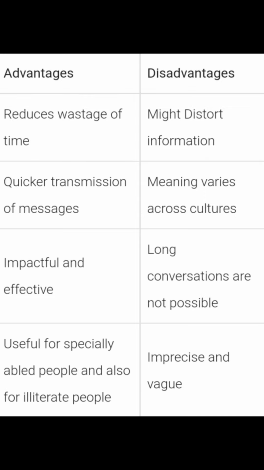Disadvantages of nonverbal communication. Number 1, might distort information. Number 2, meaning varies across cultures. Number 3, long conversations are not possible. Number 4, imprecise and vague.